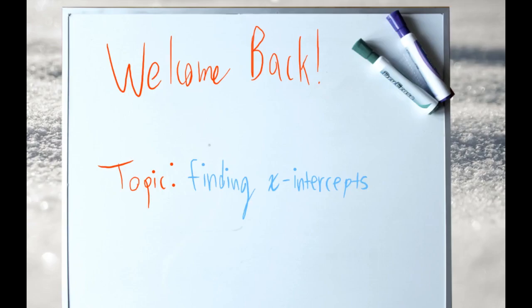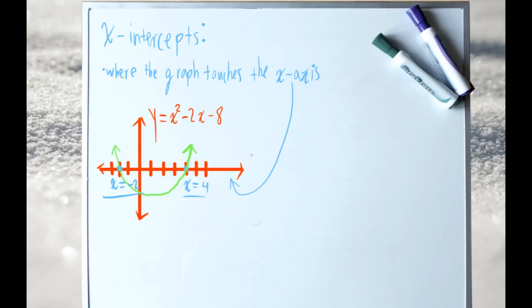This time we're looking at finding x-intercepts. Our x-intercept is where the graph touches the x-axis. As you can see, we have 2 points on the parabola where this occurs, here at x equals -2 and x equals 4. This is for y equals x squared minus 2x minus 8.